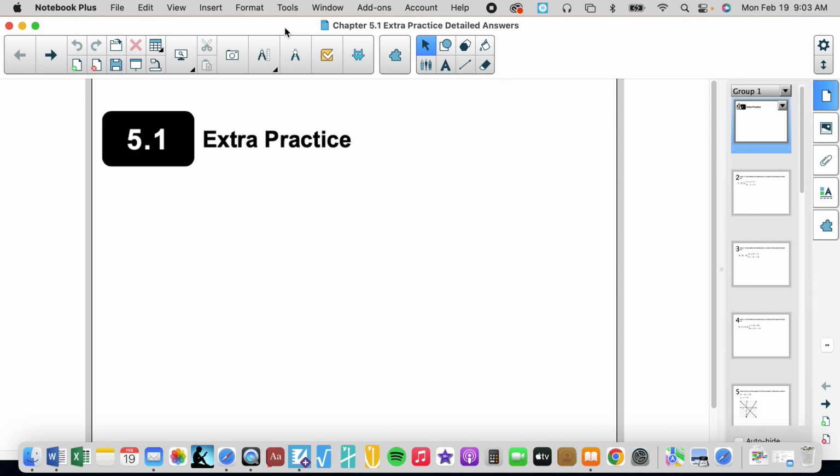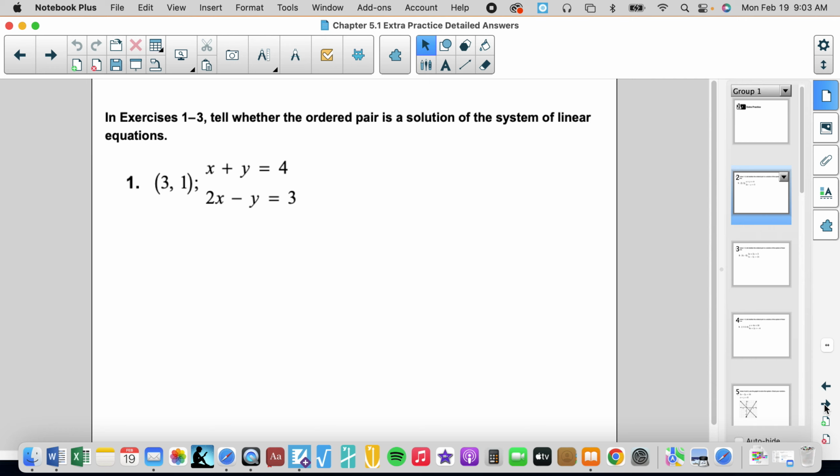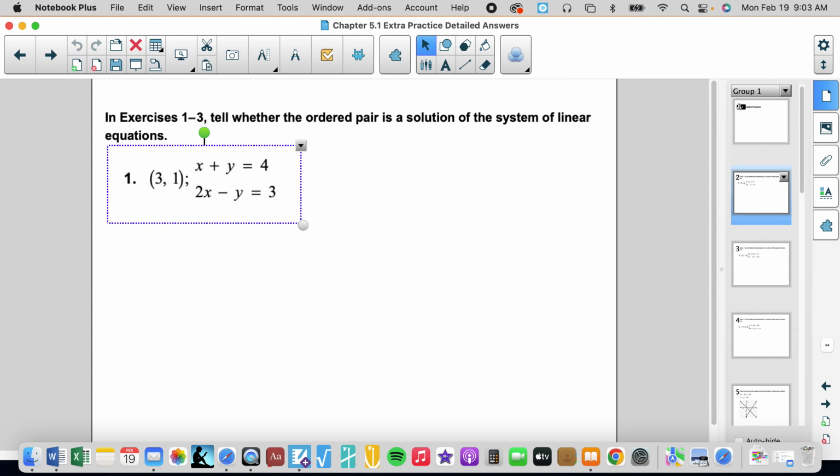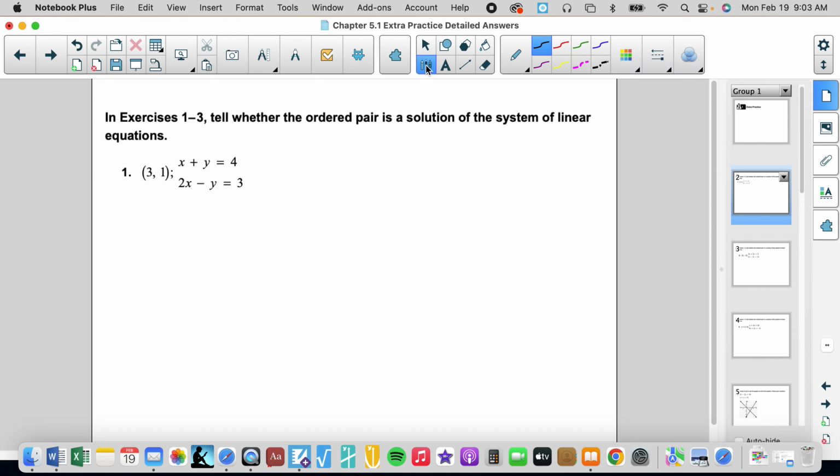5.1, we are dealing with systems of equations. So we're going to go through a bunch of different techniques on how to tell whether the ordered pair is a solution. We have two lines here, and we have to think of them as two lines. This is a line. There are an infinite number of solutions to that problem. The most obvious are 1 and 3, 2 and 2. You can also have 0 and 4. You can have -1 and 5. So we can go on forever.